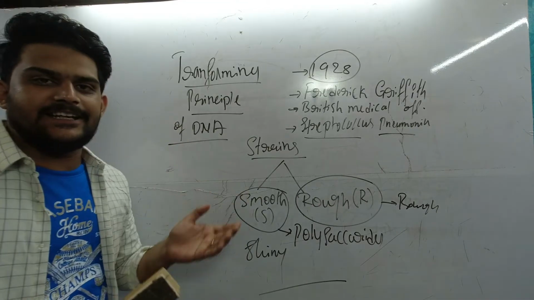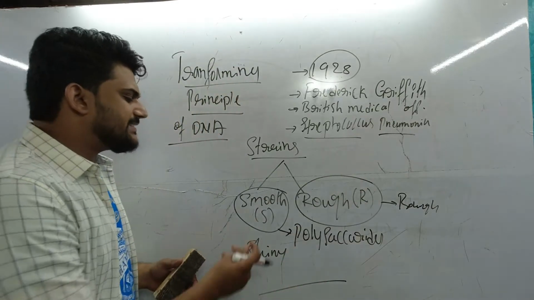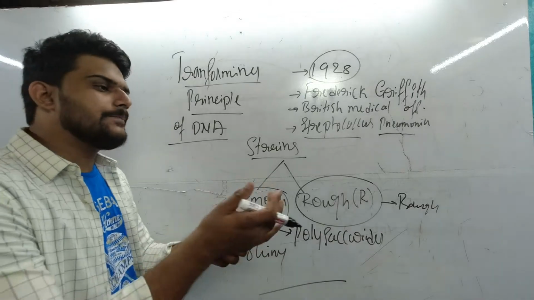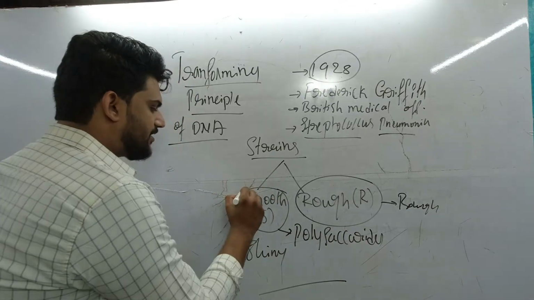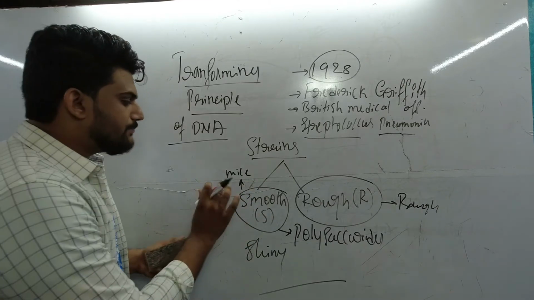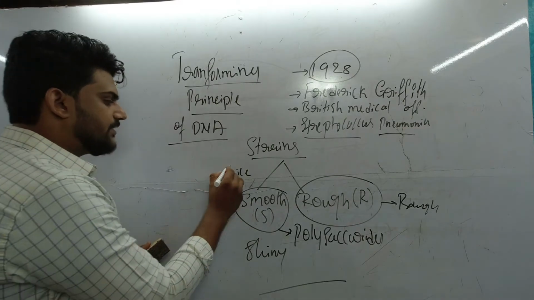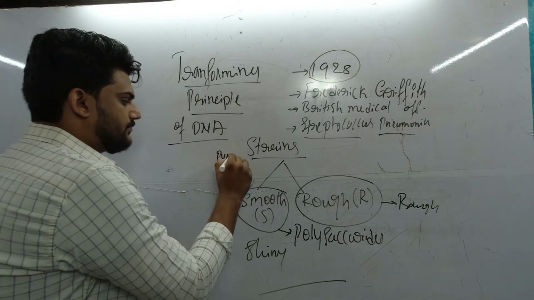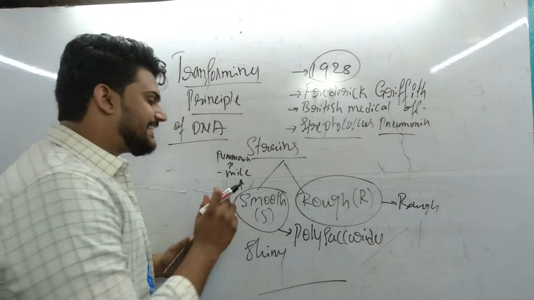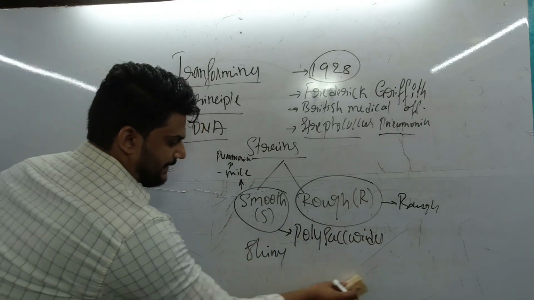So he did an experiment. As he knew that this causes pneumonia, he injected the smooth strain into mice. When he injected it into mice, the mice got the disease pneumonia. Okay, the mice got what? Pneumonia. So then he stated it as a virulent type. What is that? Virulent type.